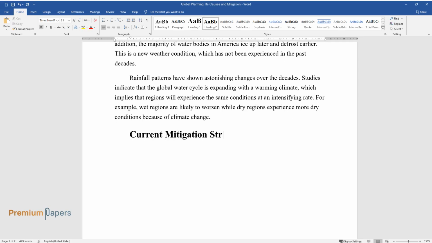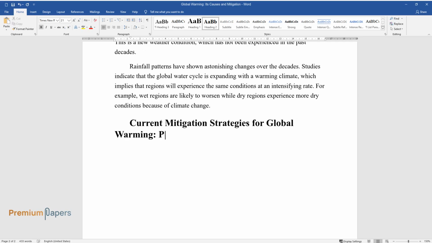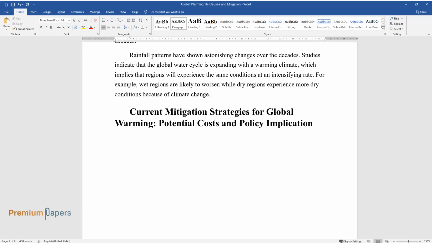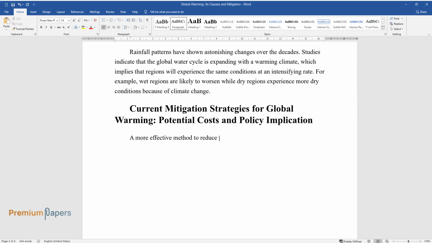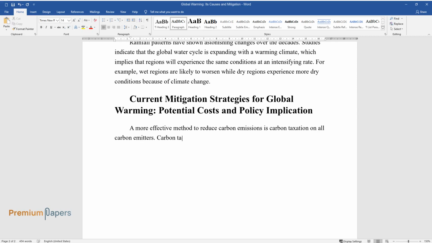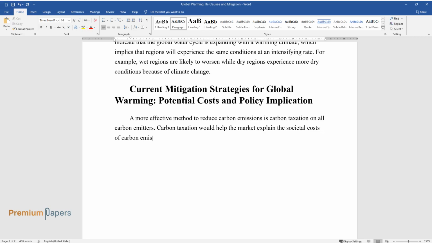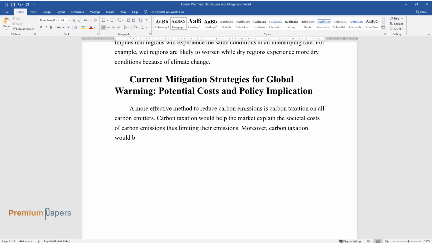Current mitigation strategies for global warming, potential costs and policy implication. A more effective method to reduce carbon emissions is carbon taxation on all carbon emitters. Carbon taxation would help the market explain the societal costs of carbon emissions, thus limiting their emissions. Moreover, carbon taxation would be beneficial for any nation during discussions of global carbon dioxide limits.